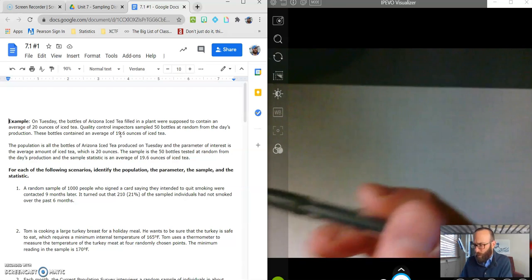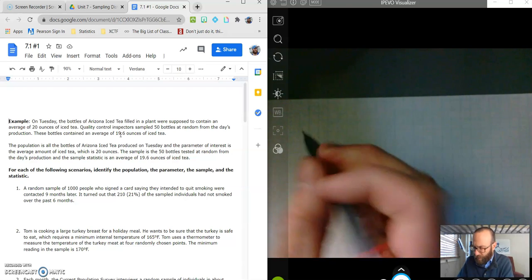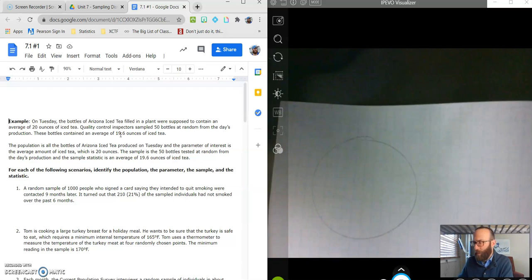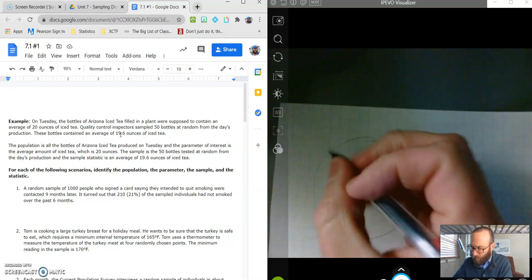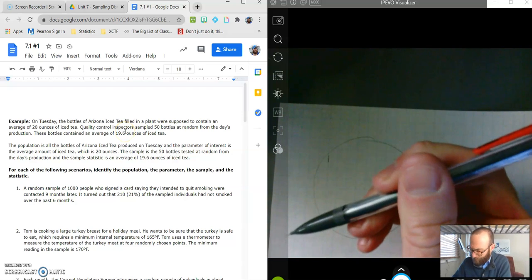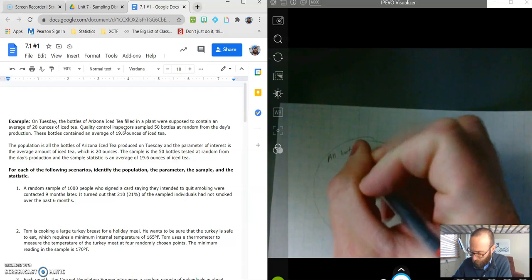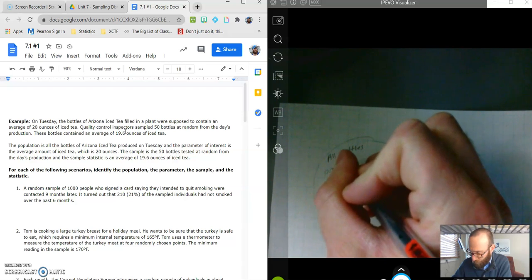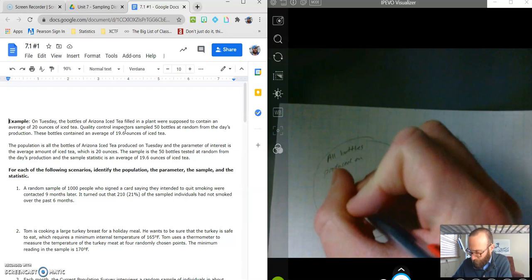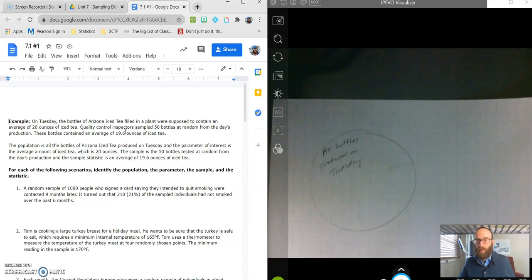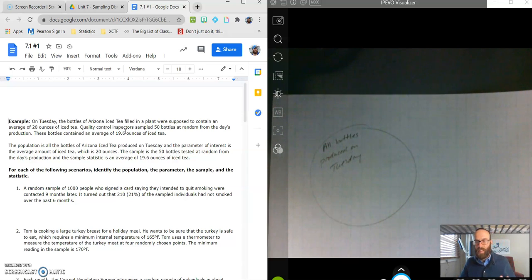And if you look over here, what that means is, I had this larger group, the population, which is all bottles produced on Tuesday. I'm going to assume Arizona iced tea, a big brand, probably produces thousands, maybe even millions of bottles of iced tea a day. I don't know, but I assume it's a lot more than 50. I can't test every one of those.